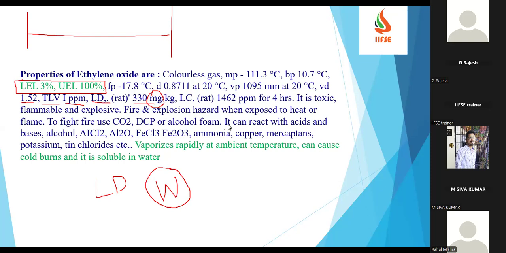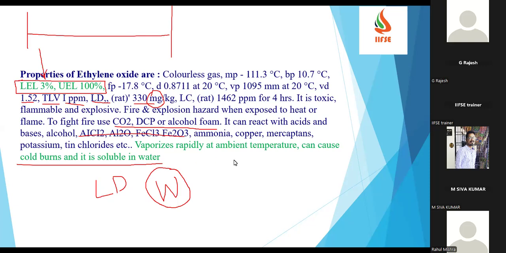And it is toxic and flammable, with fire and explosion hazard when exposed to heat or flame. For firefighting, we use CO2 and DCP fire extinguishers and also alcohol foam, which is air triple foam. It can react with acids and bases, alcohol or other chemicals, ammonia, copper, mercaptans, potassium. These are all incompatible chemicals with EO, which is ethylene oxide. It vaporizes rapidly at ambient temperatures, can cause cold burns, and it is soluble in water.